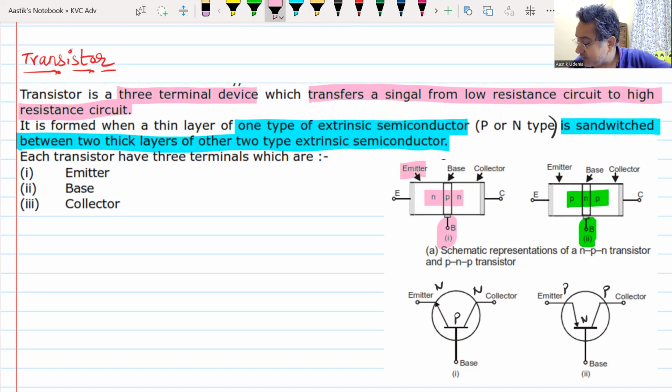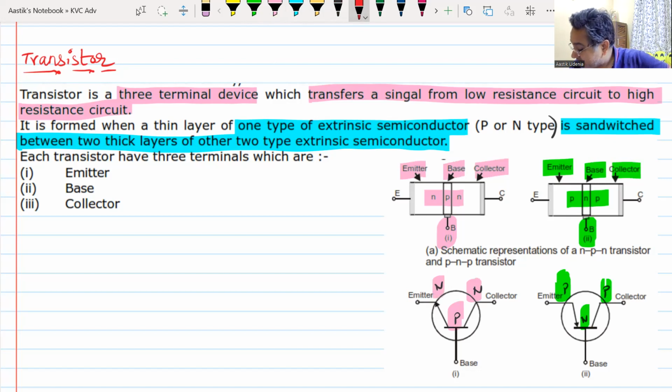The left one is known as emitter, the middle one base, and the right one collector. Emitter, base, collector. Do you understand this? Yes. This is the symbol for the NPN transistor. This is the symbol for PNP transistor. Remember the direction of this current. You can see this direction here, arrow sign here. Yes. It's always from P to N. Do you understand this? Everyone understands this? Yes, sir.